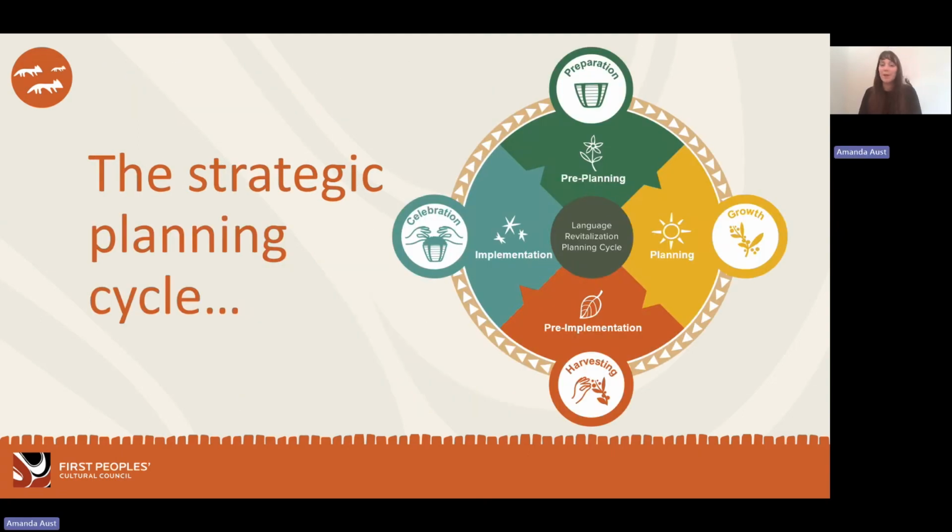The strategic planning cycle might look something like this, depending on where you're at. This is just a guide. So in the pre-planning phase, you will prepare by establishing your language planning team and reviewing where you're at. In the planning phase, you will look to grow through goal setting. In the pre-implementation phase, you will harvest funding, support, and resources to implement the plan. And in the implementation phase, you will celebrate and start the plan with community. It is important to remember that you will be engaging community members and gathering input throughout each phase of this process.